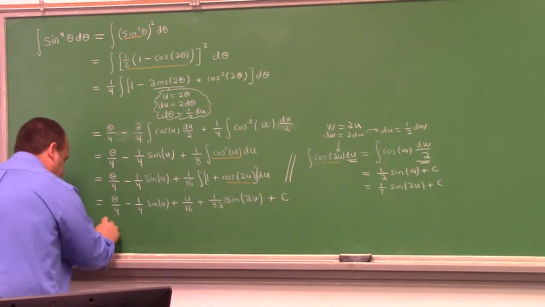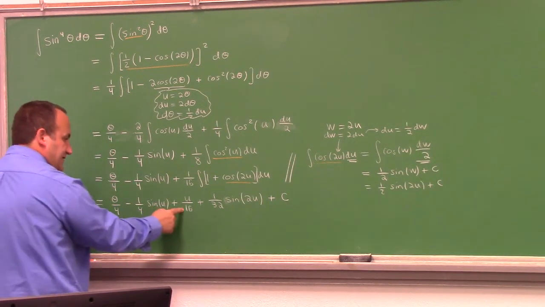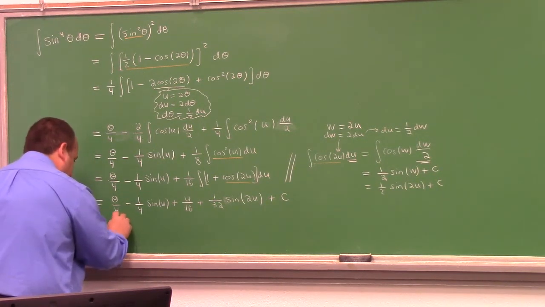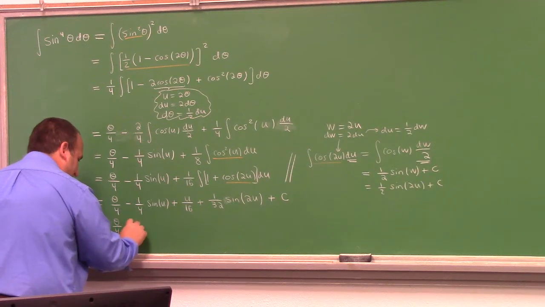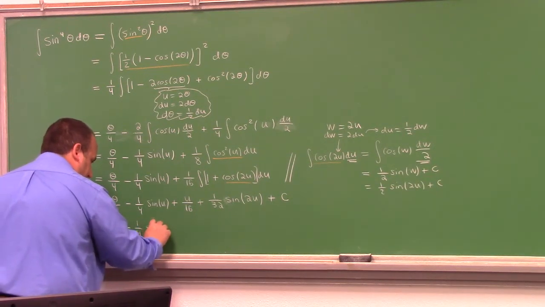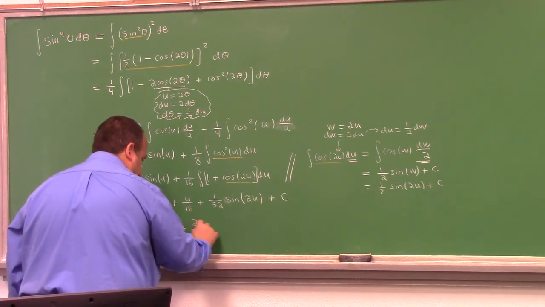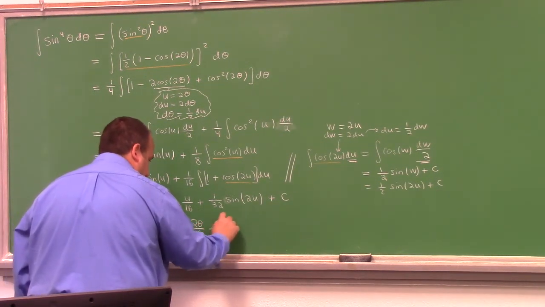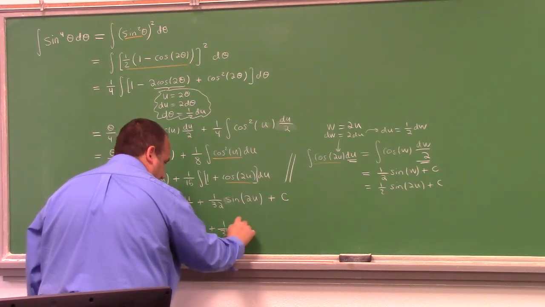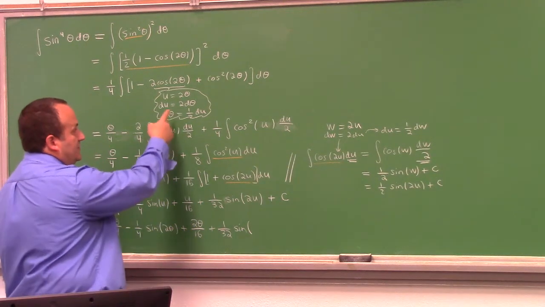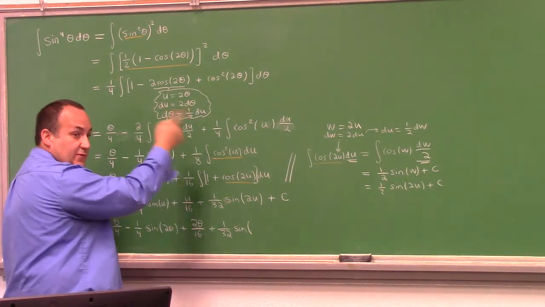This gives me, well, let's see here. What's 1/4 plus 1/16? Oh, hold on a second here. We got theta over 4 minus 1/4 sine of 2 theta plus 2 theta over 16, right? Plus 1/32 sine of 2 times, what's 2u? 2u is 2 times 2, it's 4 theta, right?